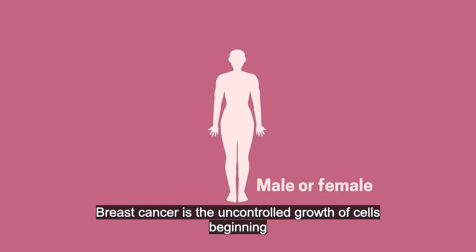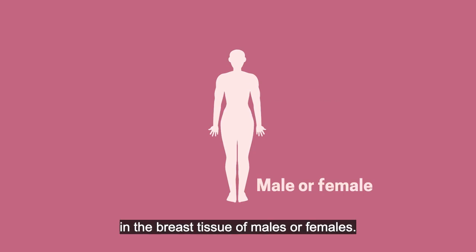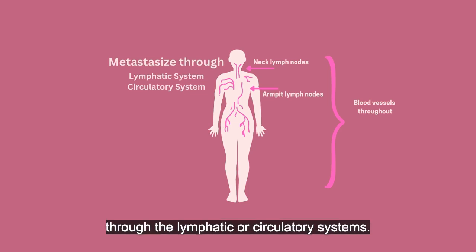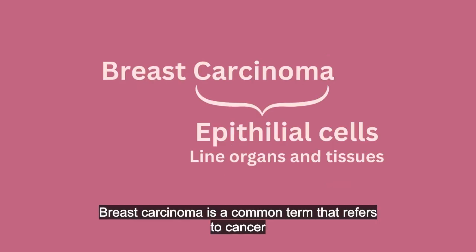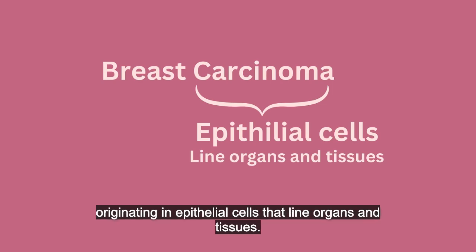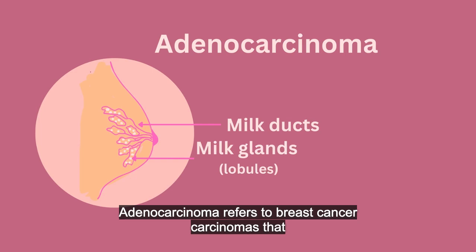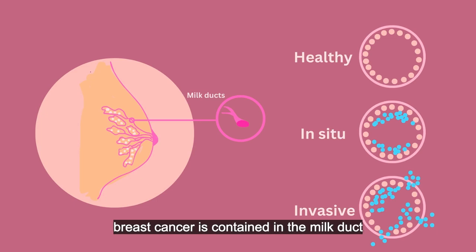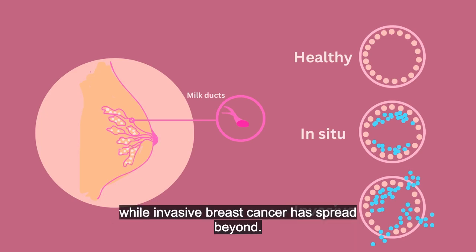Breast cancer is the uncontrolled growth of cells beginning in the breast tissue of males or females. The cancer can metastasize or spread to other parts of the body through the lymphatic or circulatory systems. Breast carcinoma is a common term that refers to cancer originating in epithelial cells that line organs and tissues. Adenocarcinoma refers to breast cancer carcinomas that begin in milk ducts and milk glands. In situ breast cancer is contained in the milk duct, while invasive breast cancer has spread beyond.